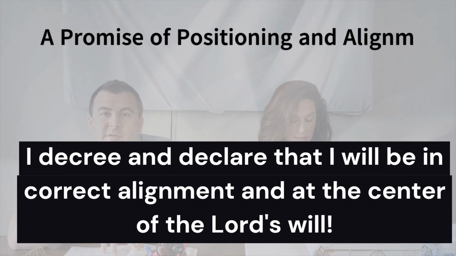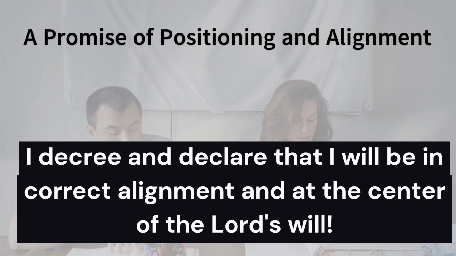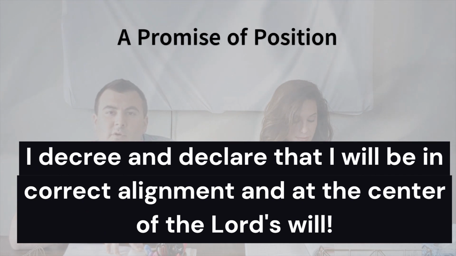The second is for positioning and alignment that provides protection from your enemies. And we say, "I decree and declare that I will be in correct alignment and at the center of the Lord's will." According to Exodus 23:22, "But if you indeed obey his voice and do all that I speak, then I will be an enemy to your enemies and an adversary to your adversaries."